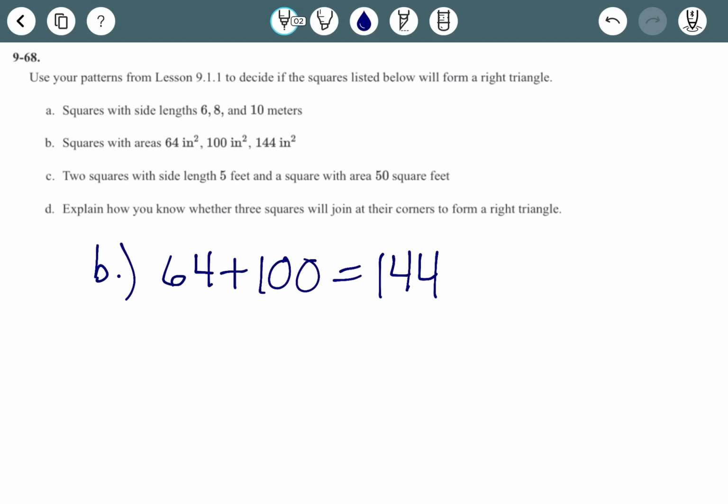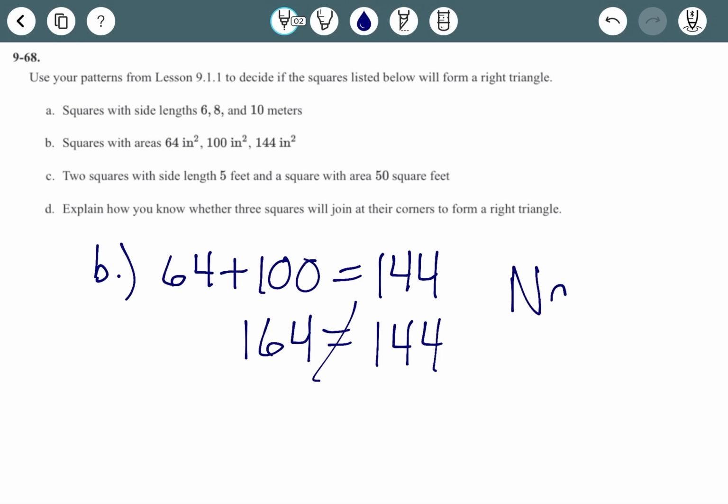So 64 plus 100 equals 164. Uh-oh, and that is not equal to 144. So no, we do not have a right triangle.